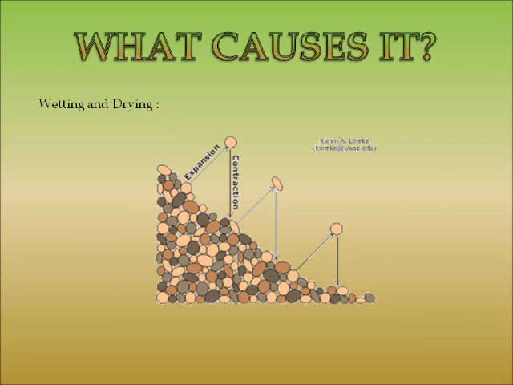Wetting and drying. Creep can also be caused by constant alternation of wetting and drying periods, which works in the same way as the freeze-thaw process. When the soil is saturated, it increases in volume, expanding outwards, and when it dries, it decreases in volume and flows down the slope due to gravity.